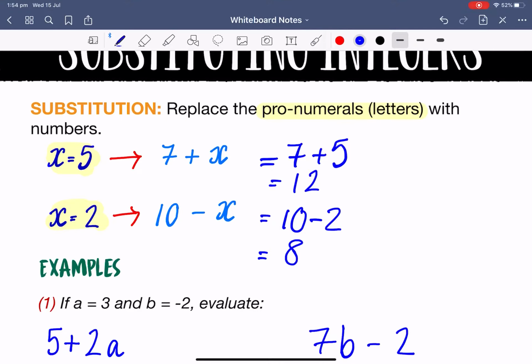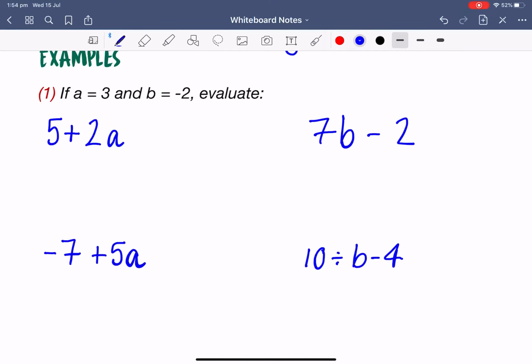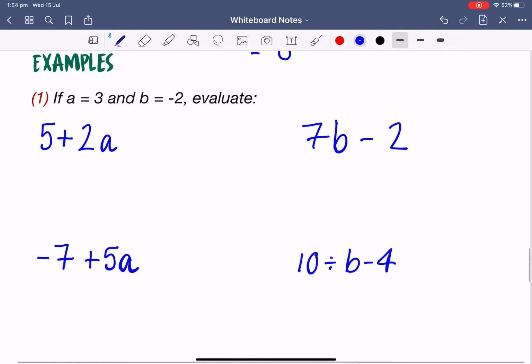Cool. So let's look at some examples. And these examples, I've taken them exactly from your textbook, so they're very similar. Okay, so if you can follow along with me, you'll be able to do them just fine. So we have to read the question carefully. If A equals 3 and B equals -2, evaluate the following.